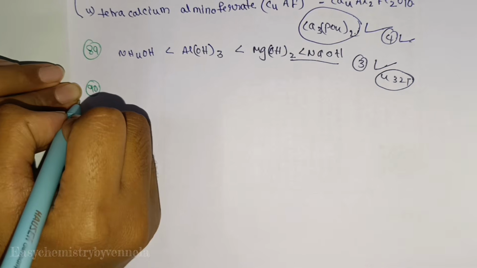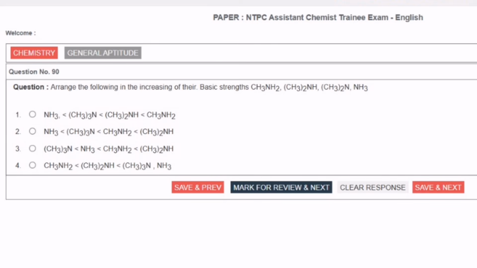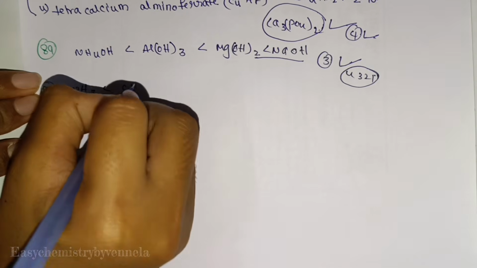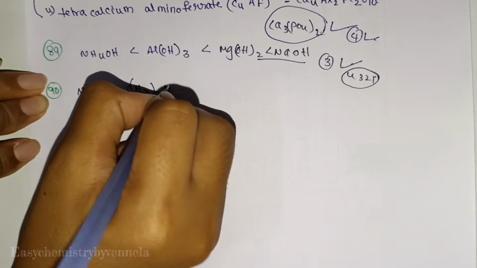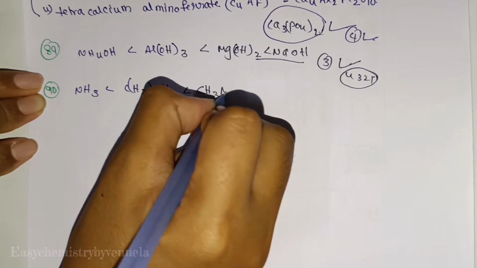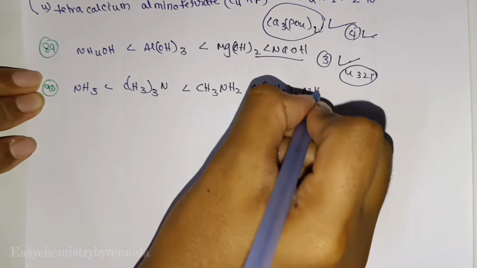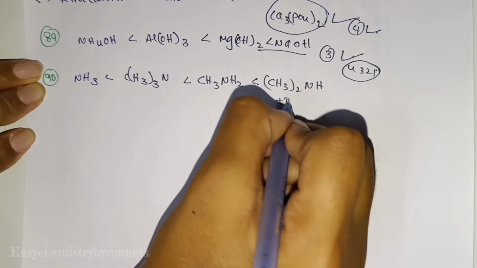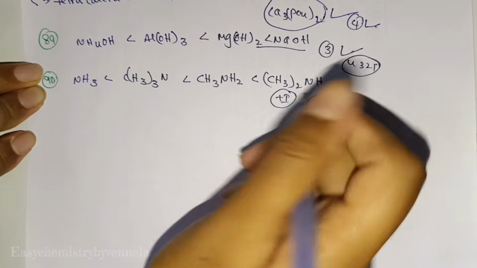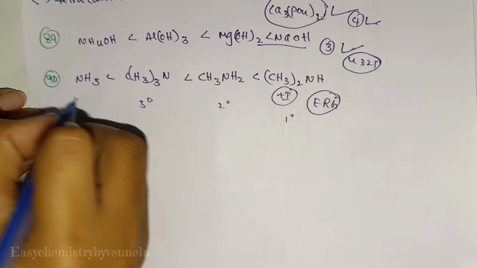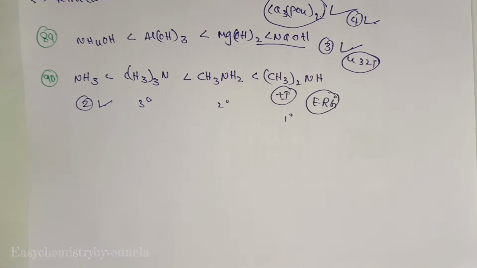The next question. Arrange the following in the increasing order of their basic strength. That is here secondary amine, primary amine, tertiary amine and ammonia. What is the order? Ammonia is less than tertiary amine, is less than secondary amine, is less than primary amine. This is the order. Here the plus I effect is there, that is ERG. This is primary, secondary and tertiary. The correct option is the second one.